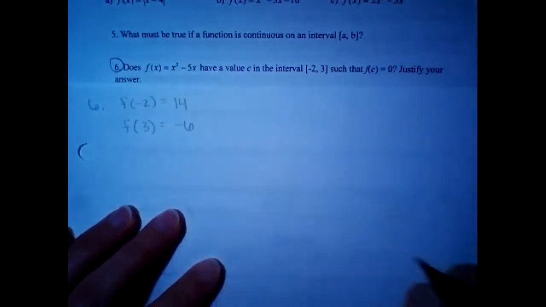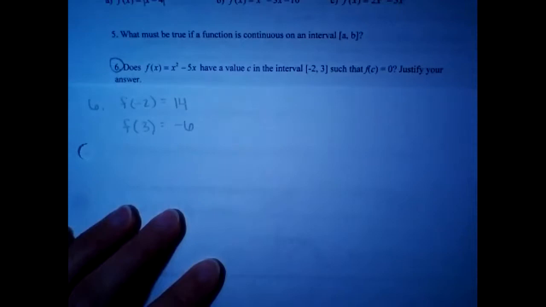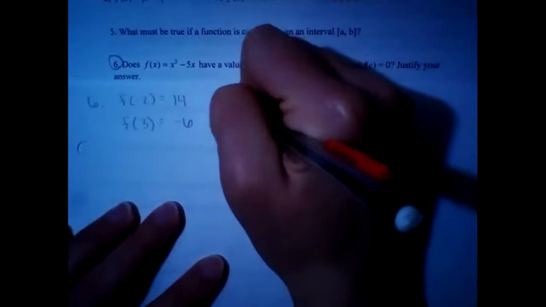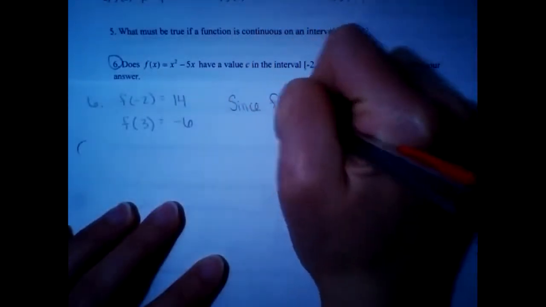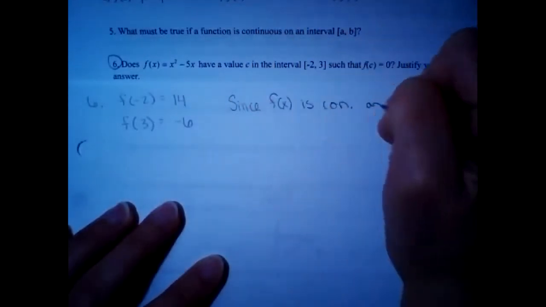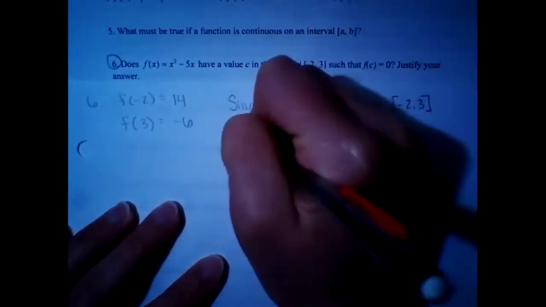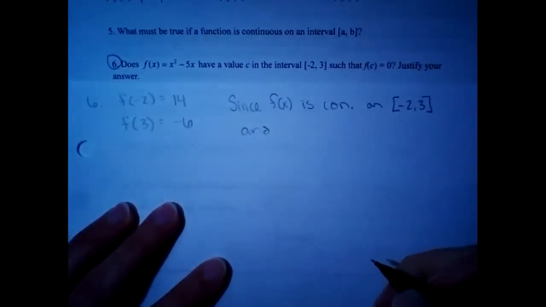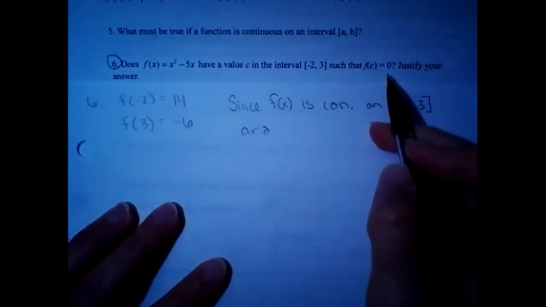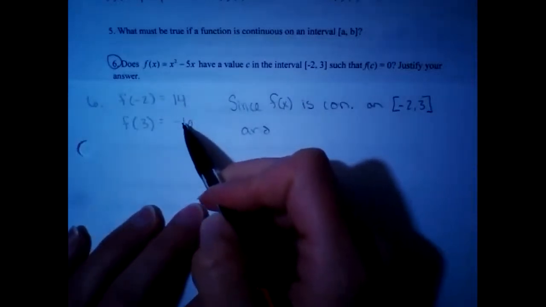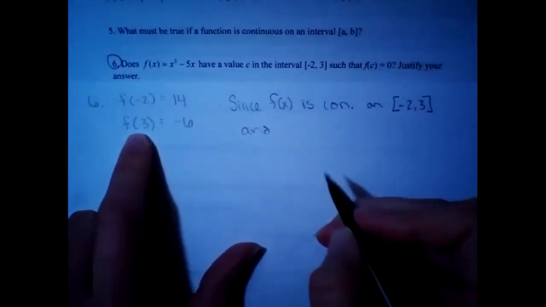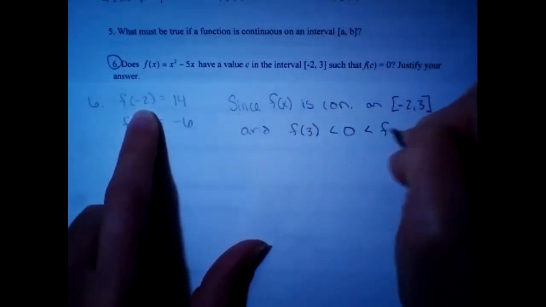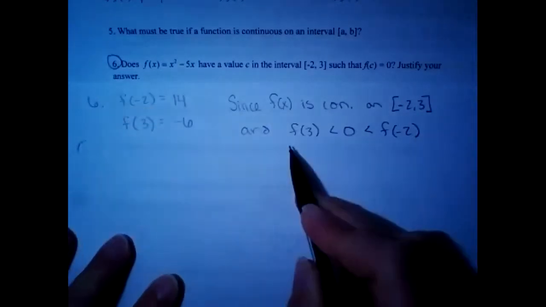You just need to also mention, oh, you wrote it in the chat. I was just about to say, you also need to mention the condition, which is that the function is continuous. So here's your sentence: since f of x is continuous on -2 to 3, and now you can be as wordy as you like here, but you need to say something to the fact that 0 is in between these two values. The most succinct way to put it is f of 3 is less than 0 is less than f of -2. 0 is in between these.